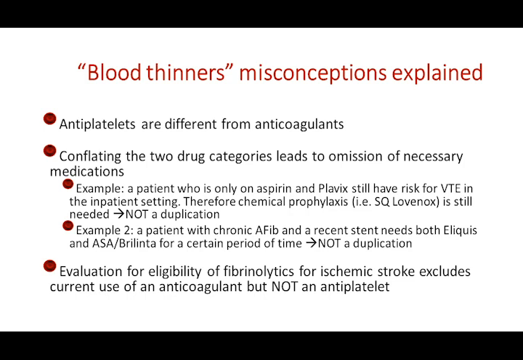And the last point that I want to bring up is this happens a lot in the ED. For stroke codes, we don't usually come across a lot of that in the ICU, but when we evaluate a patient for fibrinolytics, aka tenecteplase and alteplase, for ischemic strokes, interestingly, the one contraindication for fibrinolytics is current use of anticoagulants, but if a patient is on antiplatelets, they should still be included for evaluation of fibrinolytics.